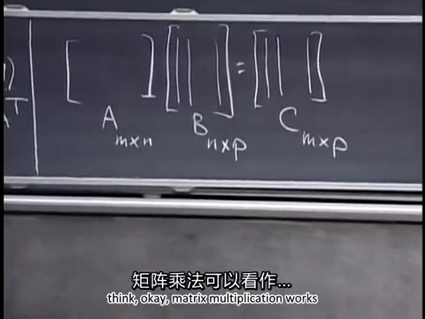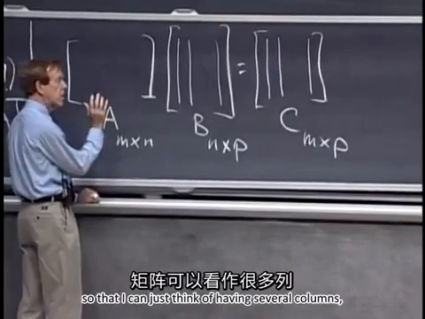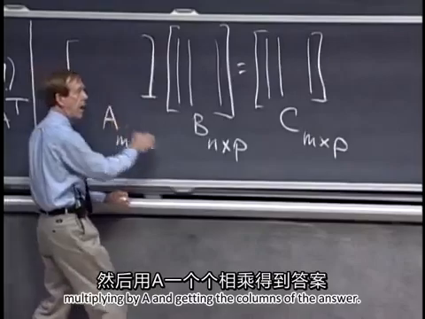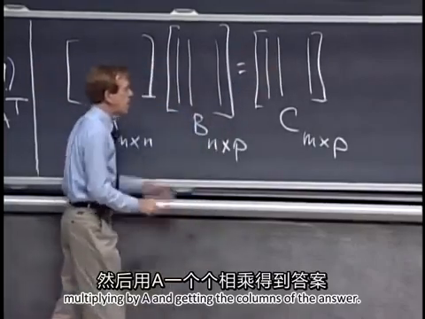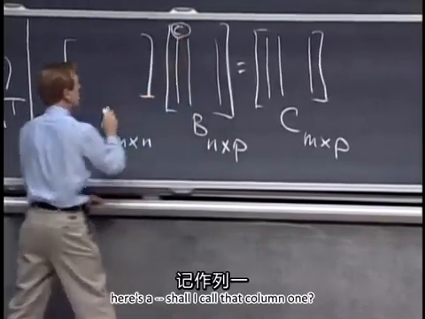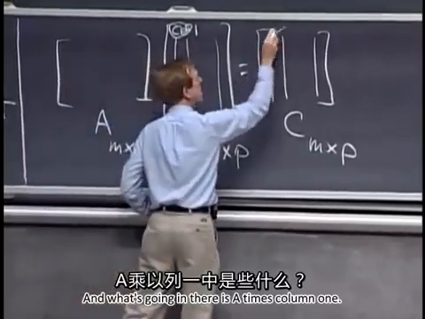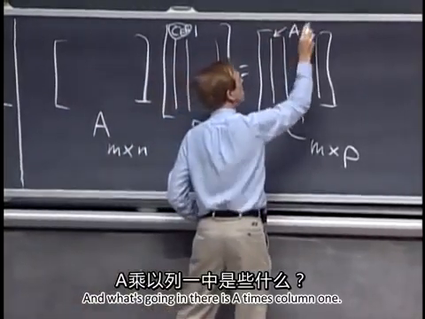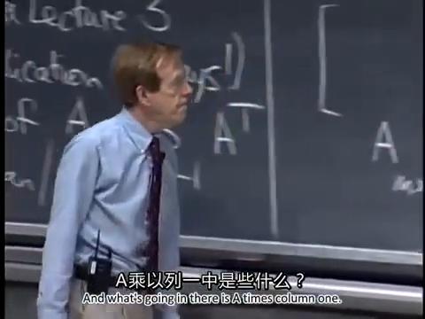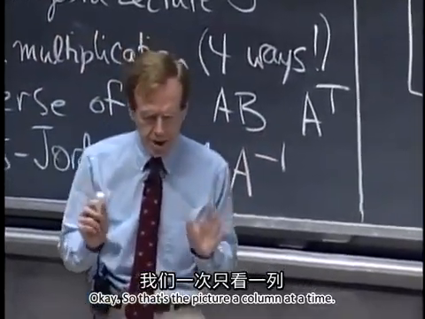To be able to think, okay, matrix multiplication works so that I could just think of having several columns, multiplying by A, and getting the columns of the answer. So, here's column 1. Shall I call that column 1? And what's going in there is A times column 1. Okay, so that's the picture, a column at a time.